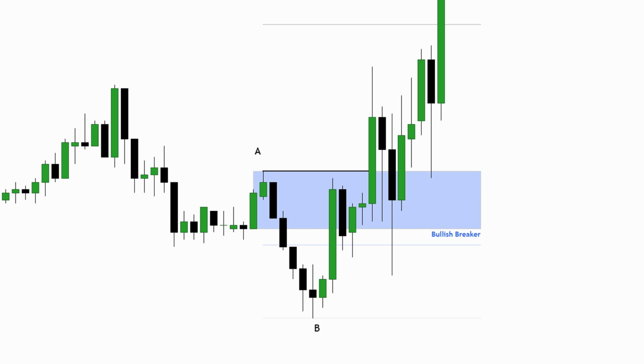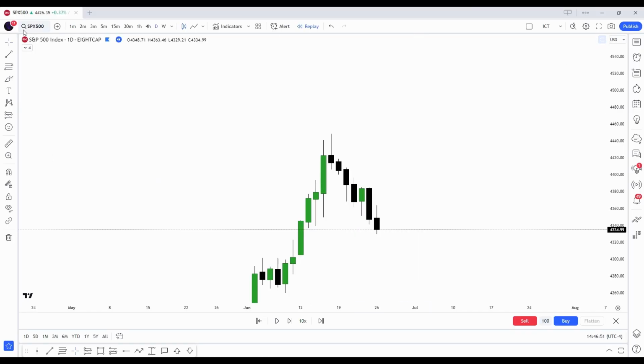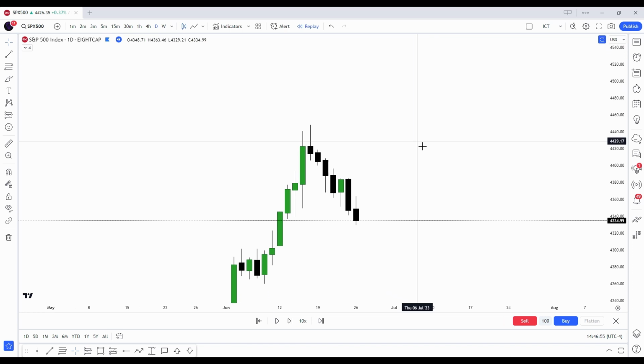So let's go to the live example right now. We're on the SPX 500 daily chart. Why the daily chart? Because this is how we determine our daily bias, or our high time frame narrative. You can also do this on the 4-hour chart, but I personally do it on the daily chart.